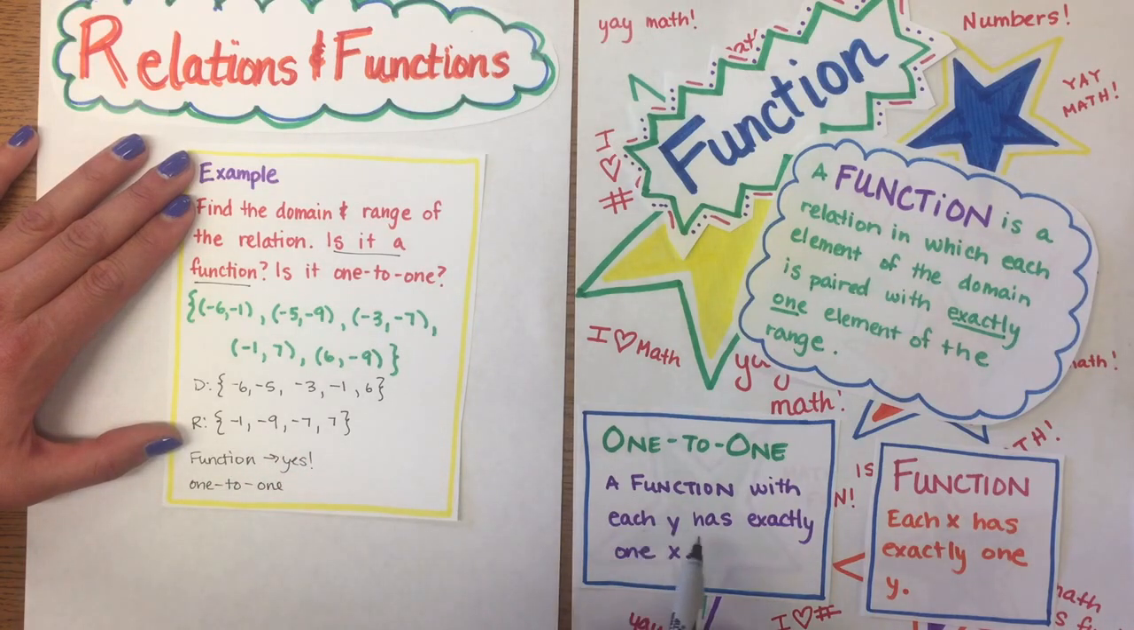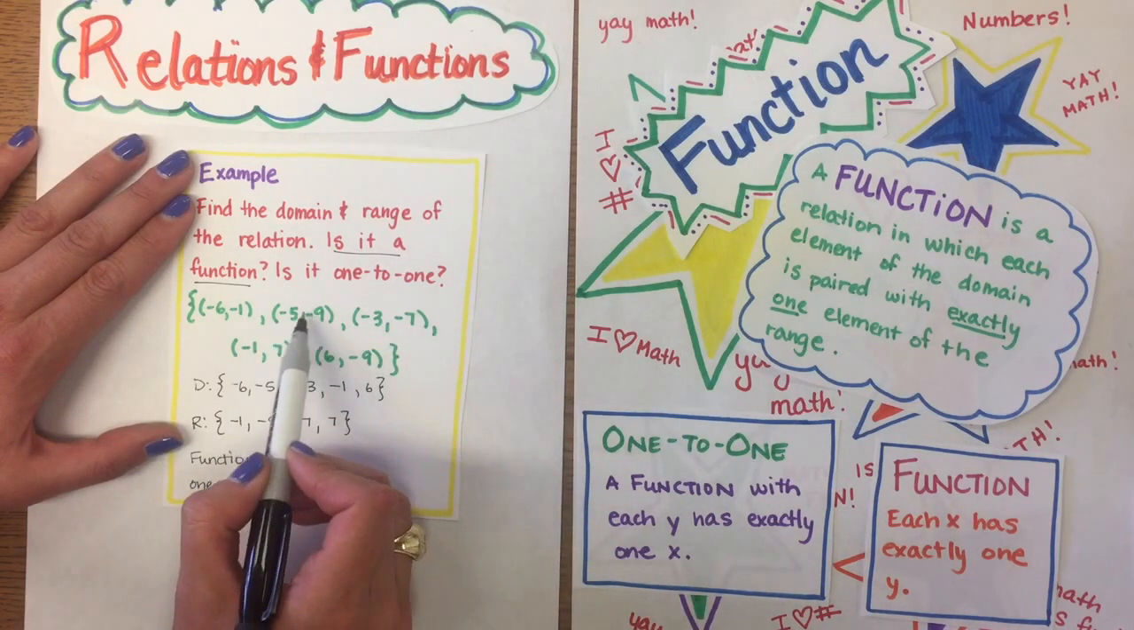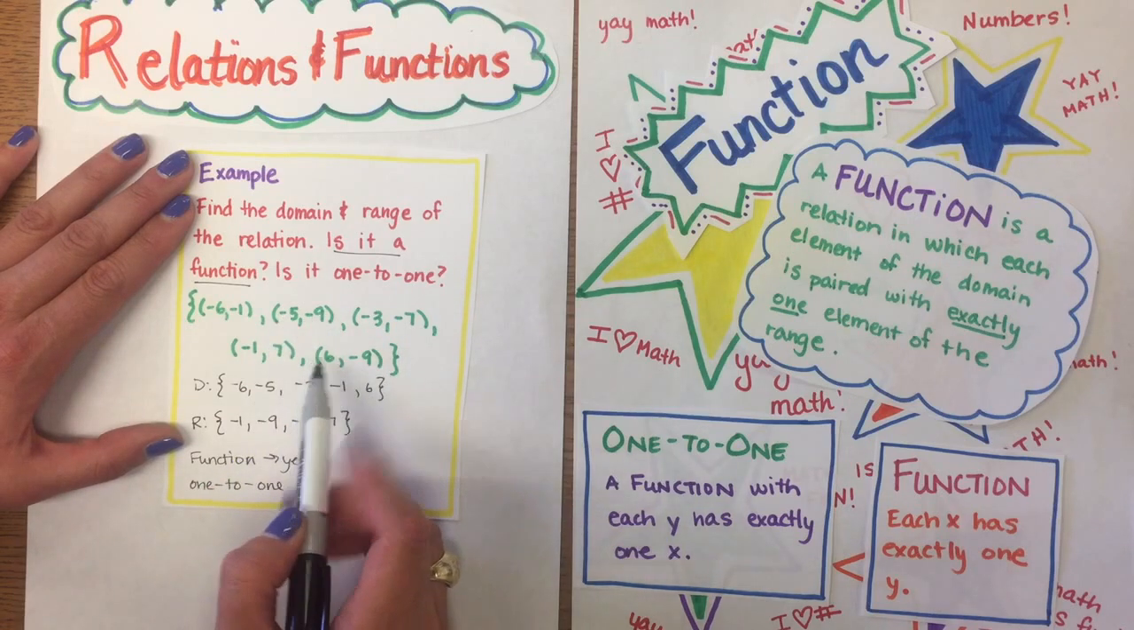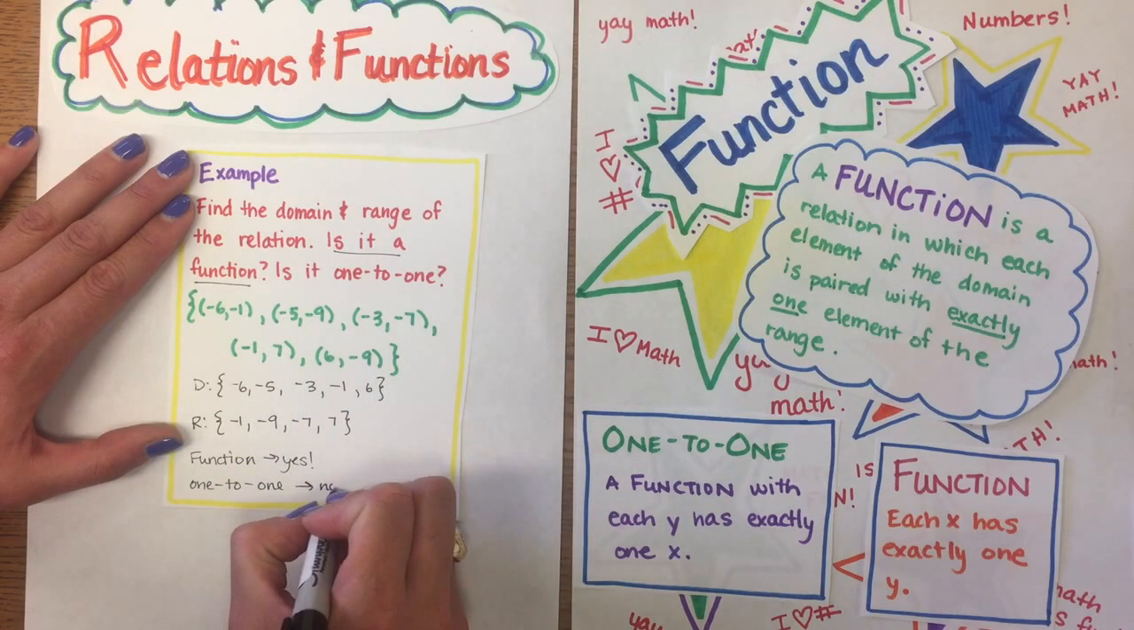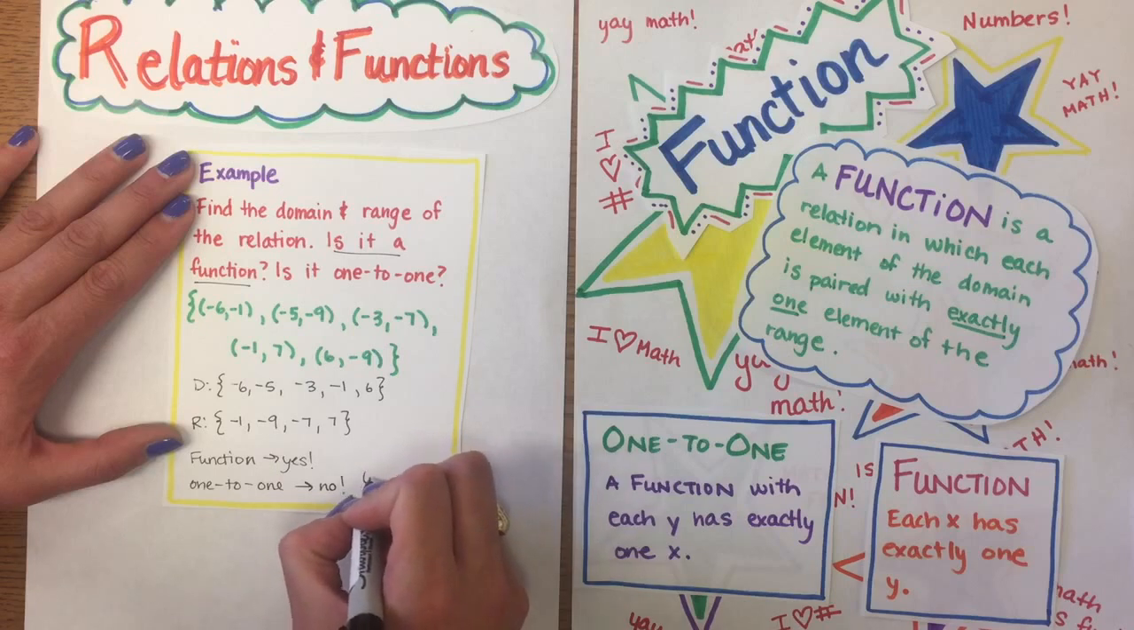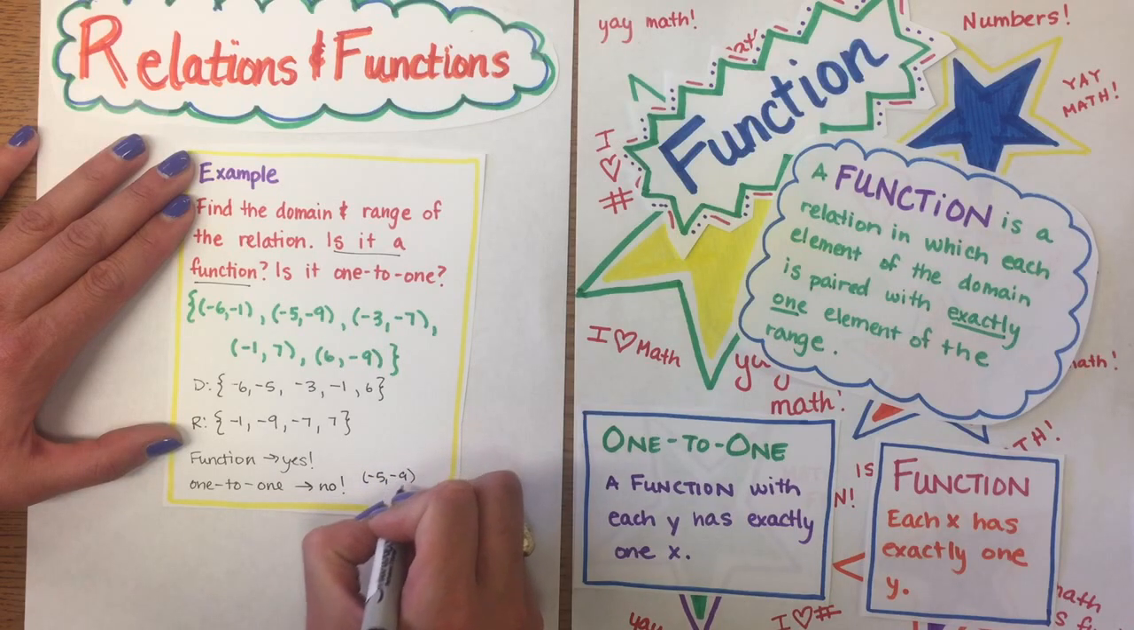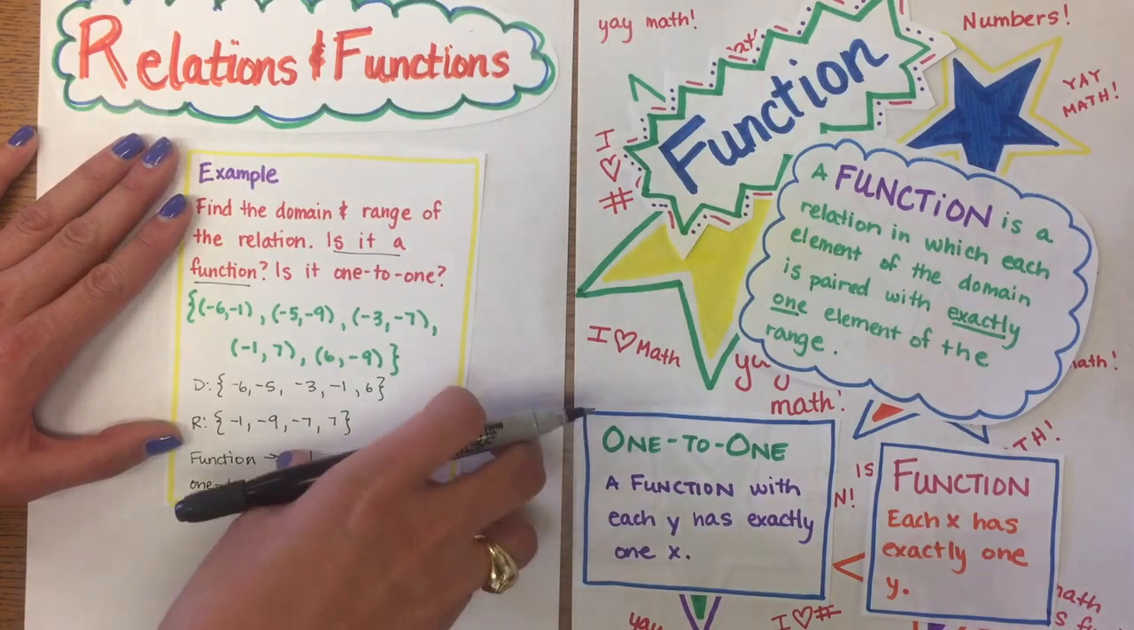Now I'm looking at each y value, and does it have exactly one x? Well, the y value of -9 has an x value of -5 and 6. So no, because of the ordered pairs (-5, -9) and (6, -9). So this is not a one-to-one function.